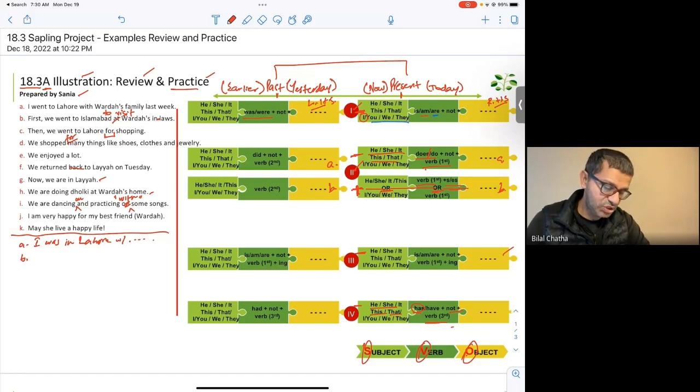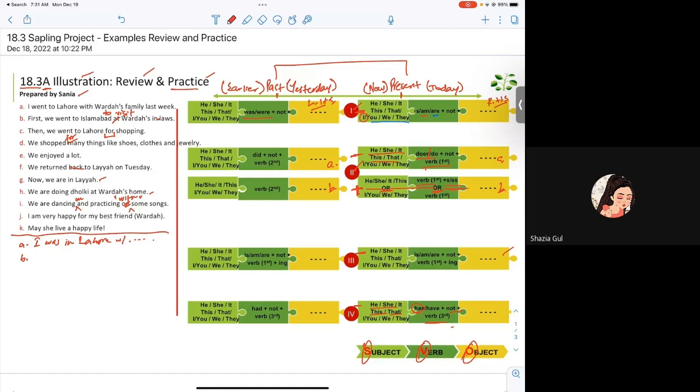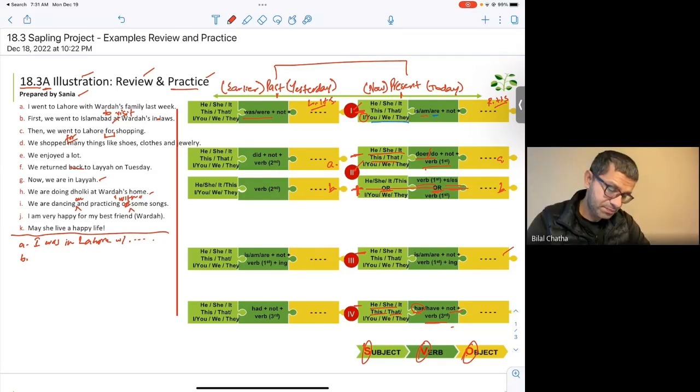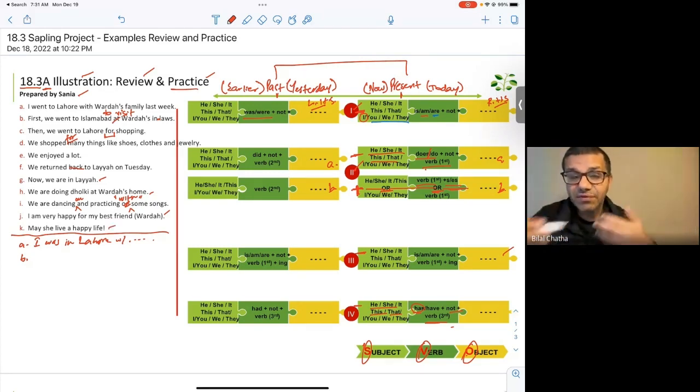Next, statement J: I am very happy for my best friend, Martha. Shazia, do you think there's anything wrong with this? I think, sir, it is correct. It is correct. And then there's the last sentence: may she live a happy life. Very good. Now let's try to say these sentences in different words.